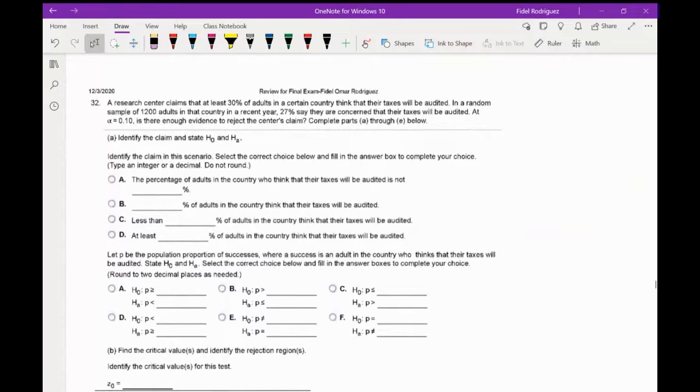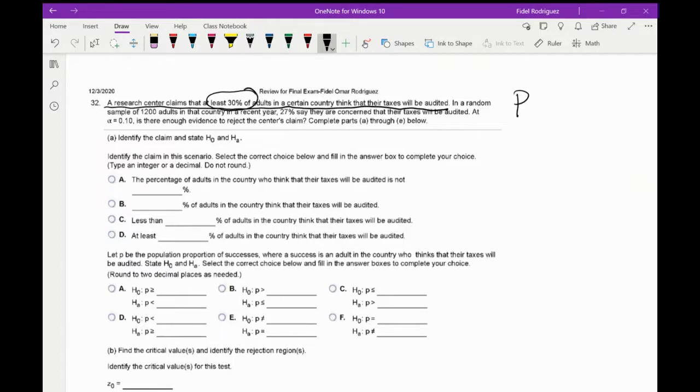Okay. So now let's take a look at 32. Number 32 says, a research center claims that at least 30% of adults in a certain country think that their taxes will be audited. Okay, so I'm going to read this part right here. A research center claimed that at least 30% of adults in a certain country think that their tax will be audited. So we're talking about a proportion, a percent, and at least 30%.